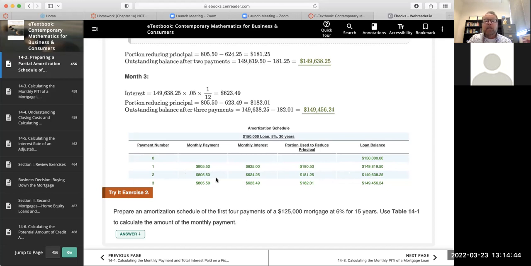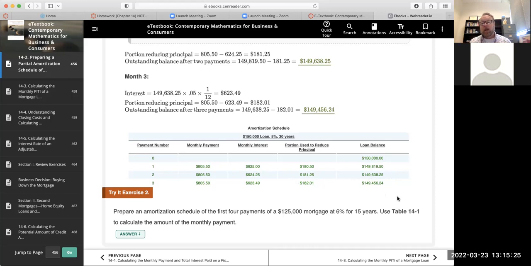Again, I ran another payment. I did the interest on that. It came out to $624.25, which gave me another $181.25 off of the balance that I got to reduce. So I deducted that from the $149,819. And that gave me a new balance at the end of month 2 of $149,638.25. Again, I made another payment in month 3. We took out more interest on month 3, but a little bit less because I had a lesser balance to start with. That gave me another $182.01 I got to deduct off of the loan balance. And that gave me a new balance of $149,456.24 at the end of month 3.